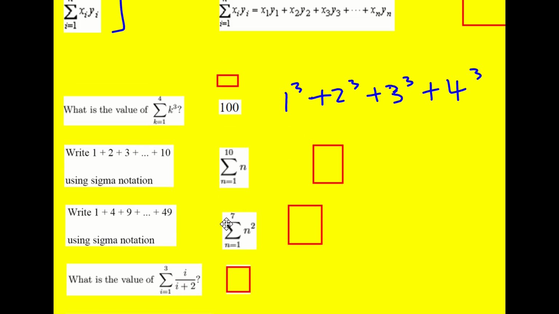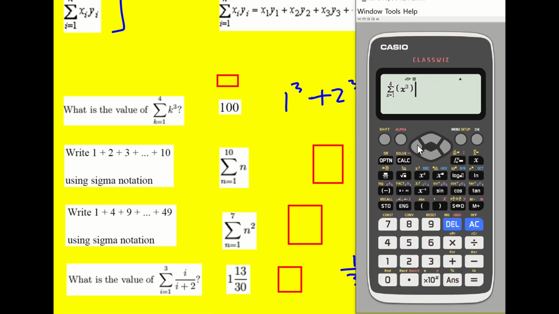Moving on, we can include fractions in it. Again, I'm giving you the summation. What answer would I get? Okay, the answer is 1 and 13 over 30. Let's do it both ways. So it would be 1 over 3 when I put in i equals 1, plus 2 over 4, plus 3 over 5. And then you could add that up, you get 1 and 13 over 30.